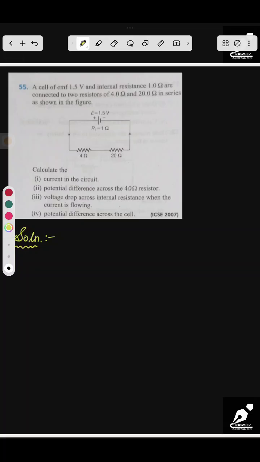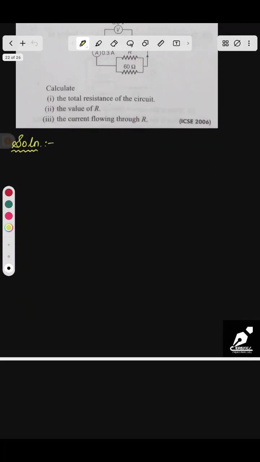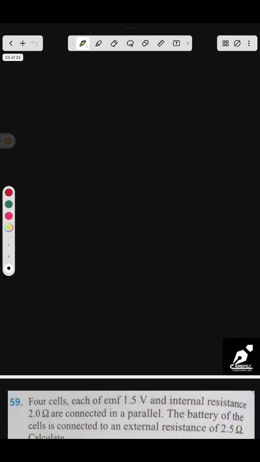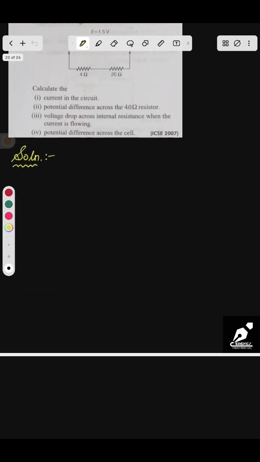55 number question. I guess it is the second last question, right? 55, 56, 59. Oh, third last question. We have three more numericals. Okay. A cell of EMF 1.5. There are also four questions given in EMF.